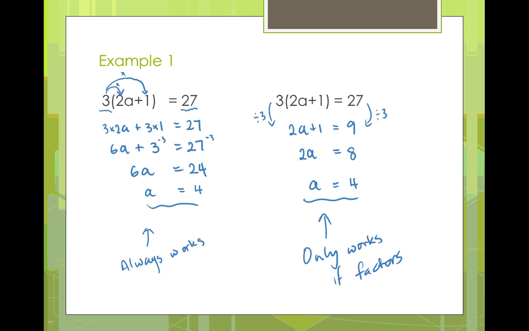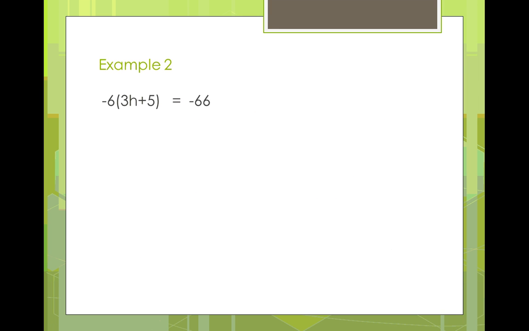Okay, alright, let's have a look at another example. Negative 6 bracket 3h plus 5 equals negative 66. Now if you think you've got this under control, why don't you go ahead, pause the video and try and solve it yourself for h. You can use either method. How do we know that? Because the negative 6 is a factor of negative 66. So have a go at this. If you're not sure, by all means I'm going to go through one of those examples now, but if you'd like to have a go yourself, go ahead.